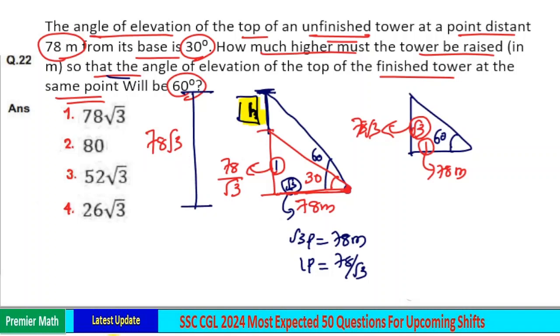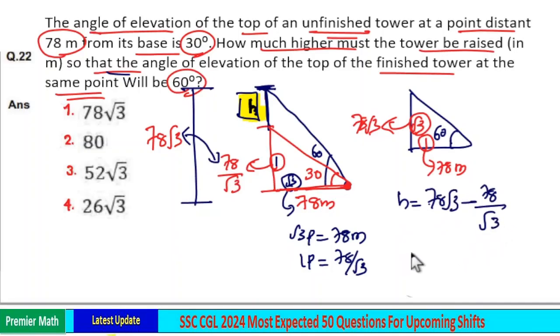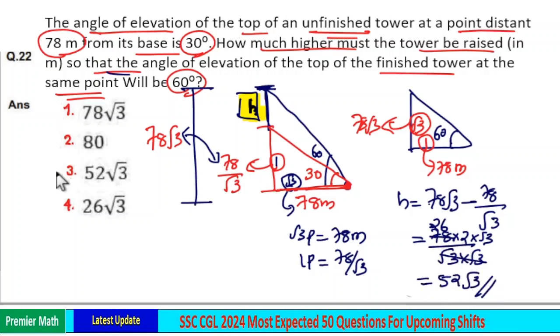Height h is equal to the difference between the new height and the old height, which is equal to h is 78 root 3 minus 78 by root 3, which is equal to 78 root 3 into root 3 is 78 into 3. 78 into 3 minus 78 is 78 into 2 divided by root 3. Now multiply root 3 in numerator and in denominator. 3 goes 26 times in 78. So 26 into 2 is 52. So 52 root 3. Option 3.